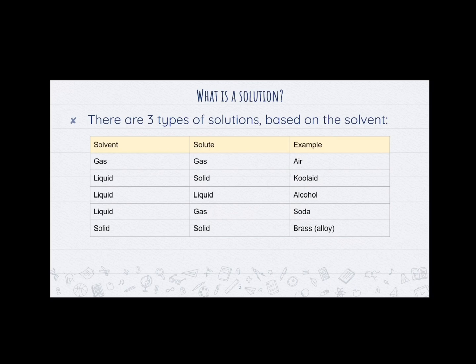Then I could have a liquid and a gas, and so the solvent's still liquid. So an example would be soda. There's a lot of CO2 in sodas. And lastly, I have a solid and a solid mixed together. That's just going to form some type of metal alloy.